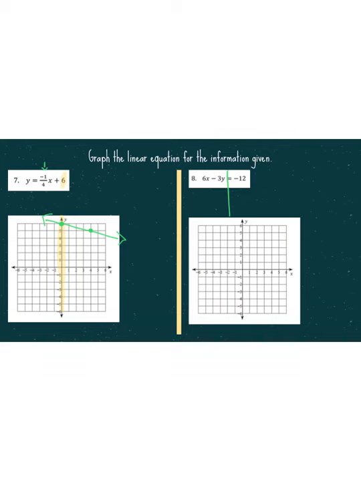So we're going to start there by getting y equals mx plus b. So I'm going to take 6x away from the left side.